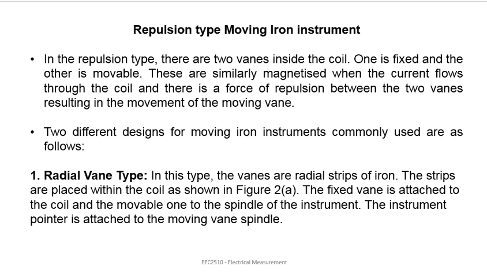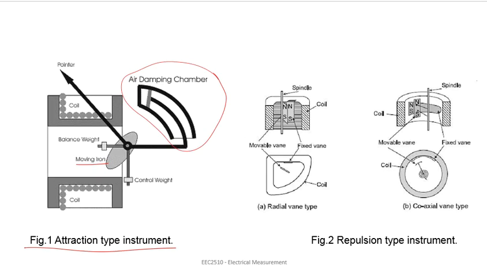Okay, so there are two iron vanes, we can see. Let us just see the figure. This second figure is showing the repulsion type instrument. This is the arrangement. Further, the repulsion type instrument can be divided into two types. One is called the radial vane type, the other one is called the coaxial vane type.